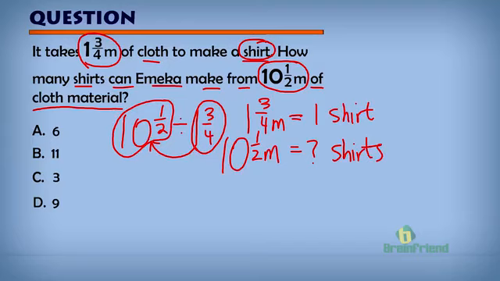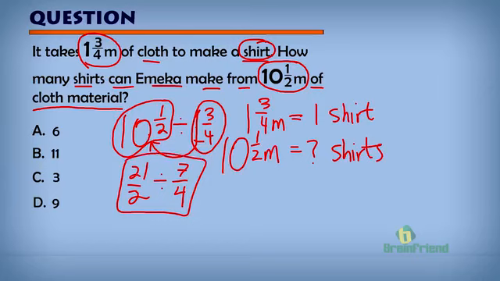What do we do first? We express our mixed fractions as what? Improper fractions. 10 whole number 1 over 2 would give us 10 times 2, 20, plus 1, 21, all over 2, divided by 1 whole number 3 over 4. In improper fraction form would be what? 4 times 1, 4, plus 3, 7, 7 over 4. So this is what we have to solve: 21 over 2 divided by 7 over 4.